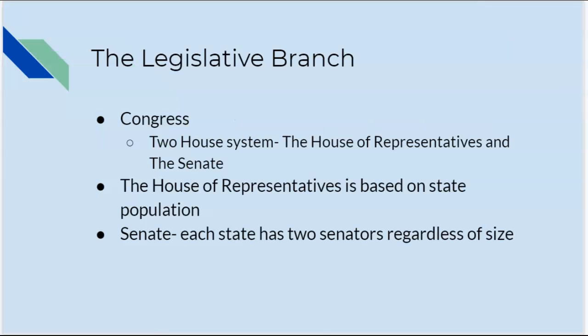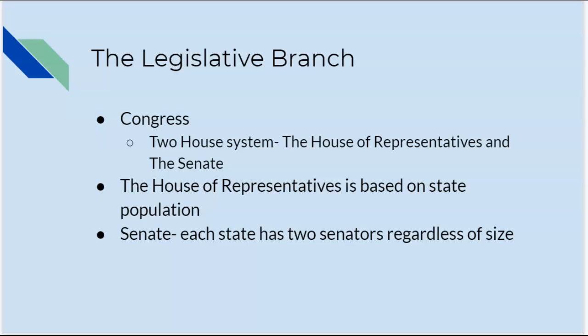So starting off, the legislative branch, that is what Congress is. Congress is what we call a bicameral system. So it's a two-house system. It's the House of Representatives and the Senate. And it's bicameral because it is broken up to have equal representation for all states in one, which is the Senate, and representation based on population, which is in the House of Representatives.